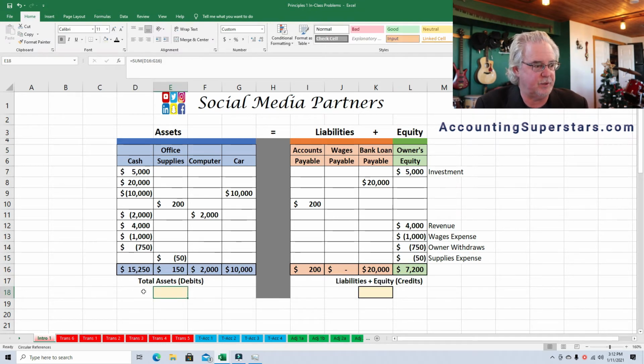So now we're going to add up these totals here and get a grand total. We're going to add up the $15,250, the $150, the $2,000, the $10,000, add it all up together, and we get $27,400. And then we're going to add up the right-hand side, $200, $20,000, $7,200, and we get $27,400. Now we're proving that the left side equals the right side.